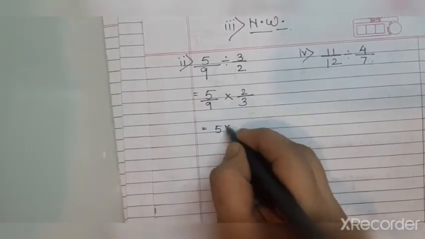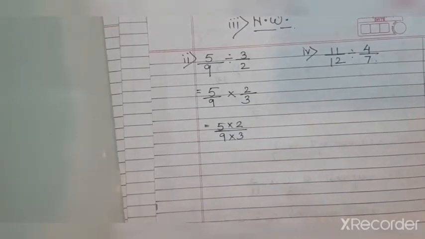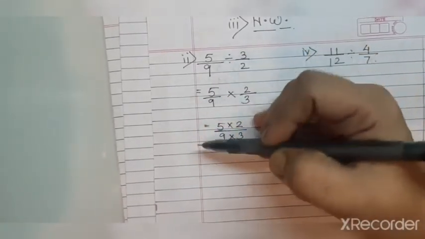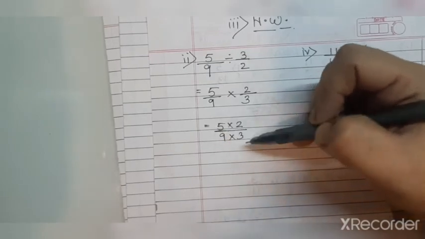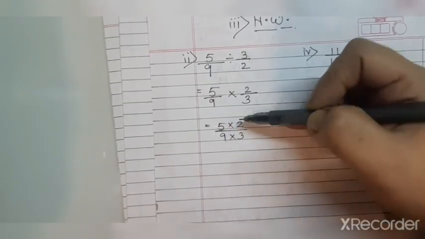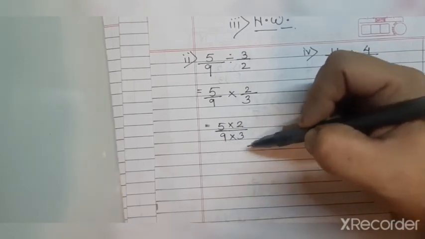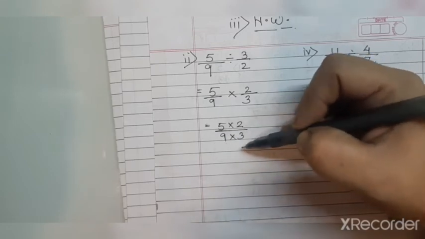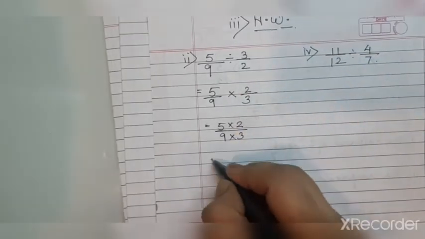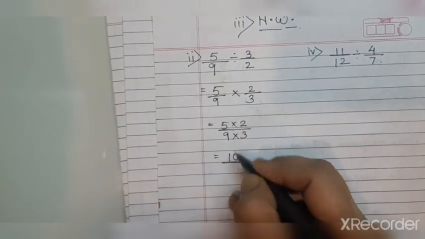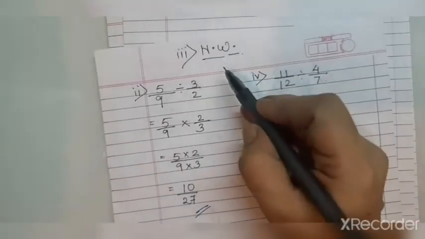Now we multiply the numerators and we multiply the denominators. Before we multiply, just check whether any numbers in the numerator and denominator are present in the same table. So 5 and 9, they are not present in any same table. 5 and 3, no. 2 and 9 and 2 and 3, no. 9 and 3 are present in the same table of 3. They are the multiples of 3, 9 and 3. But we cannot cancel because they are multiplied. We need up and down, numerator and denominator. So 5 2s are 10 and 9 3s are 27. Okay, the third sum is for homework.